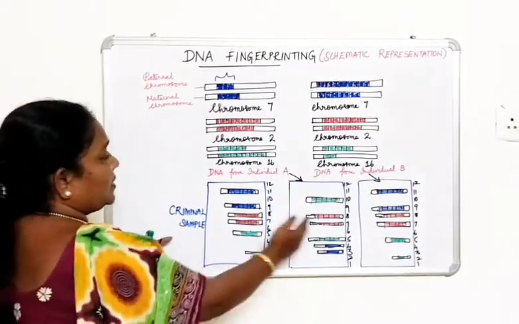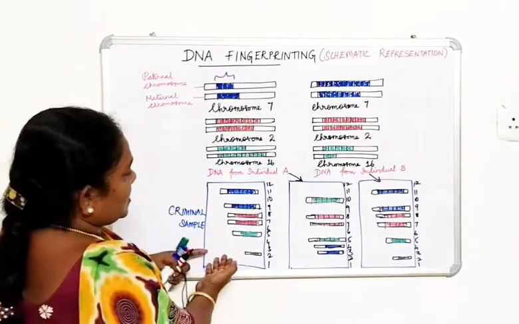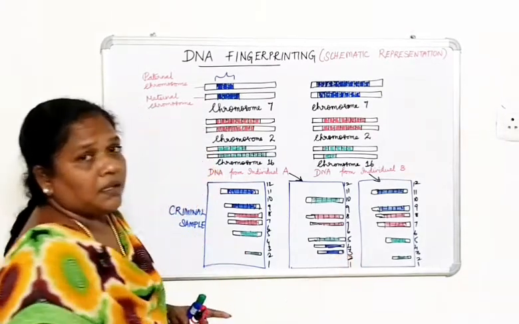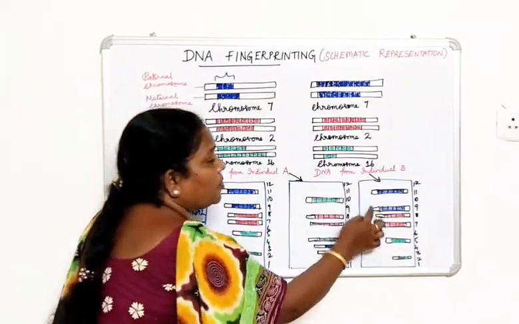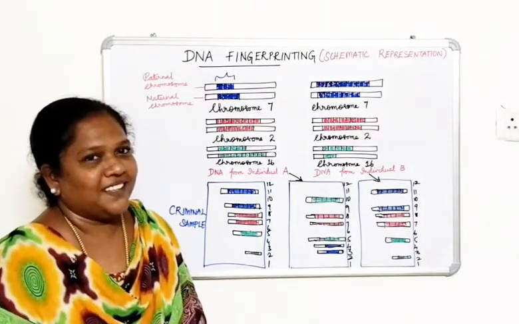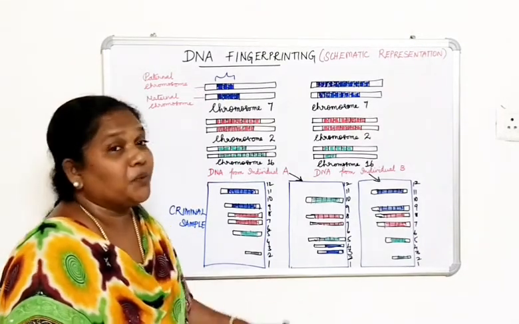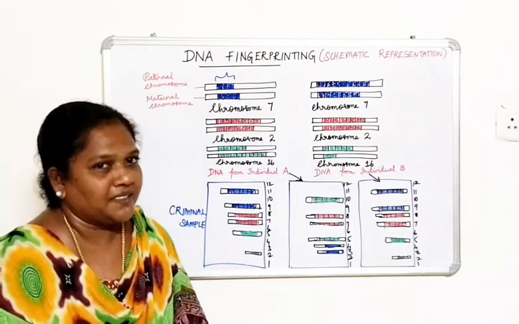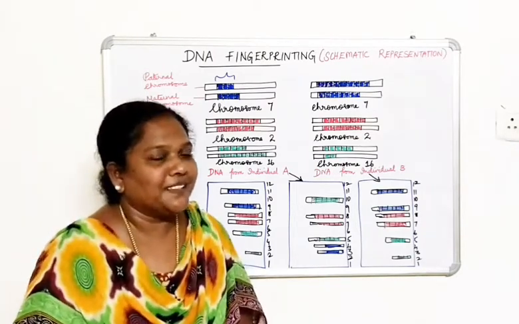Okay, when you compare with the crime scene, which matches, you can see here. So this is similar to individual B. So the banding pattern of individual B matches the crime scene and it does not match with individual A. So with the help of this DNA fingerprinting method, they will be able to find out the criminal.